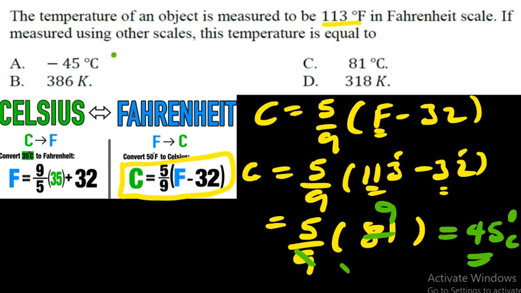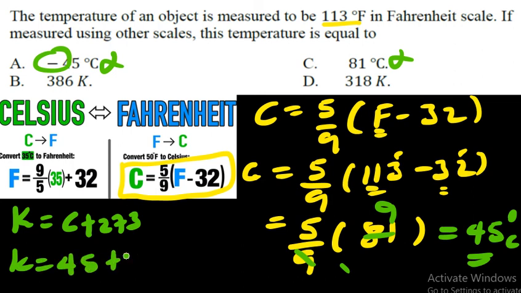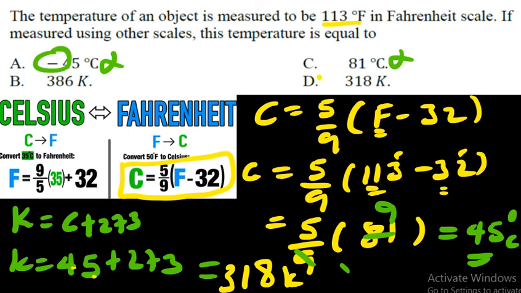Is there 45 in the options? No, it's negative. In degrees Celsius it must be 45, so both don't work because there is a negative here. Here it's 81. No, so it has to be Kelvin. But how to find the Kelvin? Kelvin is equal to C plus 273. Don't forget this. So the Kelvin will be 45 plus 273. When you add them, 5 plus 3 will be 8, and 4 plus 7 is 11. You'll have 1 again, carry 1 into 3, so 318 Kelvin. The answer must be D.